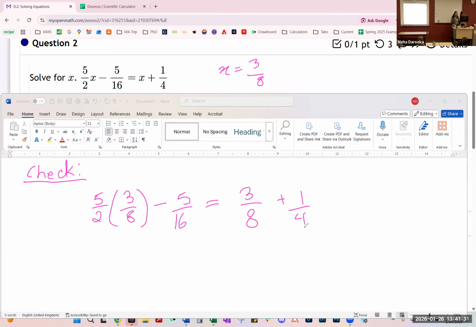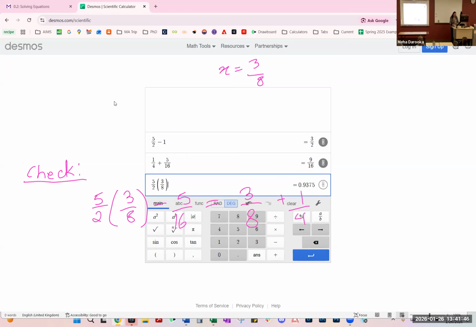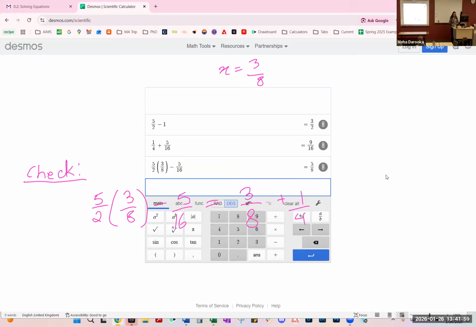plus 1/4. Now, again, you do not have to do this math by hand. You can again use Desmos to your advantage. So we can do 5/2. We are multiplying, so use parentheses or the multiplication symbol with 3/8. So 5/2 times 3/8, and then from that we were subtracting 5/16. So as a decimal answer, or you can convert that to a fraction, and you can see the left-hand side is coming out to be 5/8.